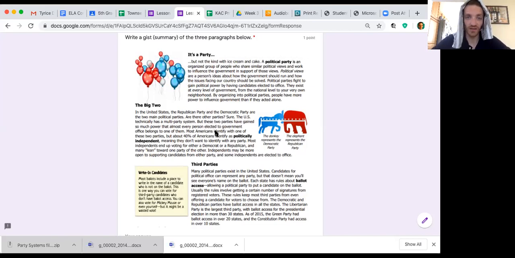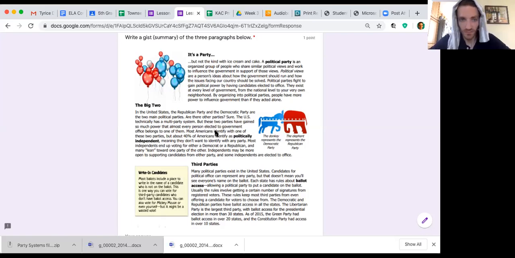They exist at every level of government, from the national level, like president and vice president, to your very own neighborhood. By organizing into political parties, people have more power to influence government than if they acted alone. If I get Amari, Amaria, Jernell, Desaria, Kia, and Danae to all fight for the same thing I want, then there's 6 of us fighting together instead of just me fighting alone.